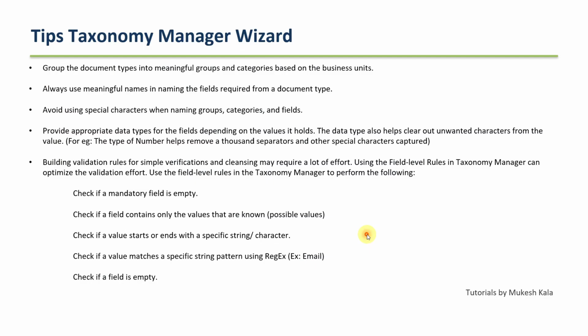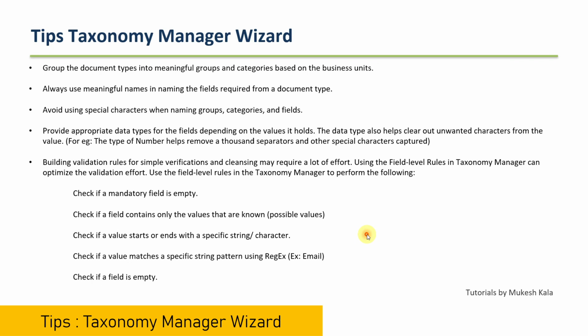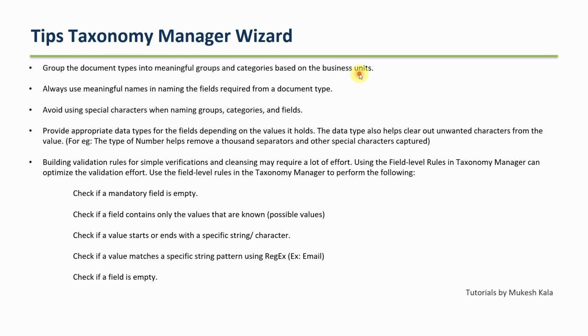Okay, coming back to my presentation, the last thing I wanted to talk about is some tips for using the taxonomy manager wizard. The first thing is, while creating groups, group the document types into meaningful groups and categories based on the business units. I've given my name, which is TBMK tutorials by Mukeshkala. Ideally you can use the business unit or the department name, but this hierarchy should be properly defined as per your company, as per your organization.